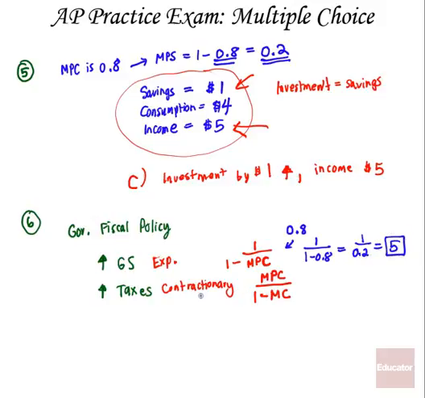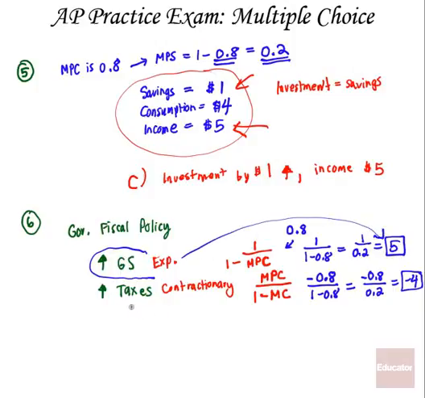When you're dealing with an increase in taxes, you get the negative multiplier, so to speak. The negative multiplier is negative 0.8 over 1 minus 0.8, so negative 0.8 over 0.2, which is negative 4. So when you raise government spending, you get an injection of 5 times the amount, but when you raise taxes, you're decreasing by less than the amount. So the answer is going to be B.